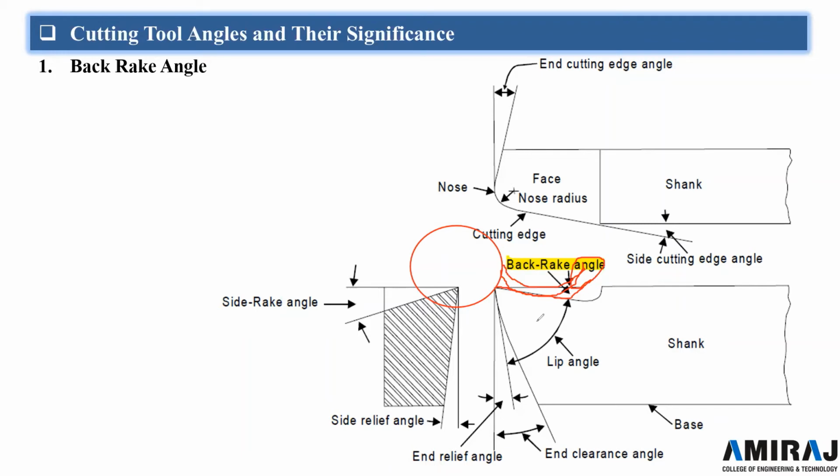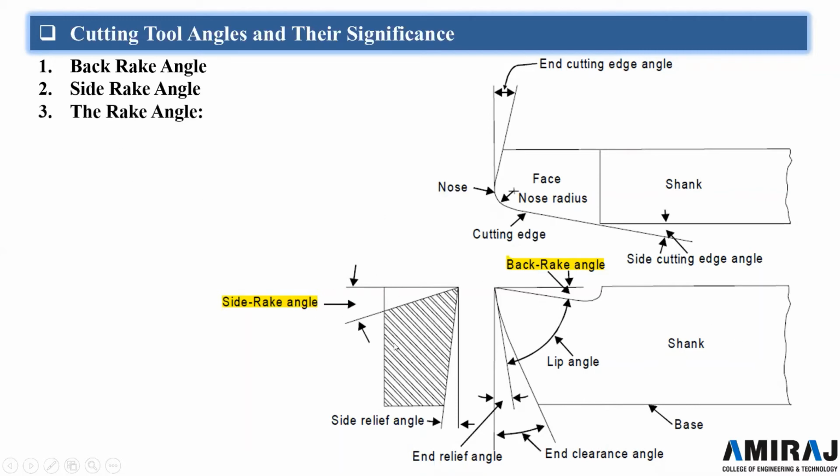And there is another angle that is called the side rake angle, and it is the angle by which the face of the cutting tool is inclined sideways. Here the sideways inclination you can see. So this is called the side rake angle. Now the third one we can see is the rake angle. There are two types of rake angle, that is positive rake angle and negative rake angle. Here this tool is having positive rake angle, but here the rake angle is always on the top side. The side rake angle and back rake angle combine to form the effective rake angle.